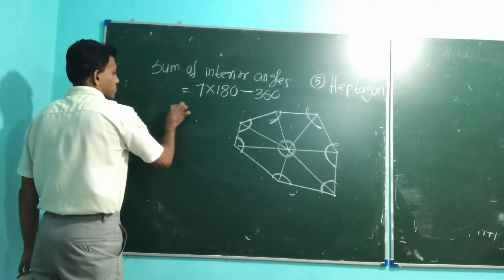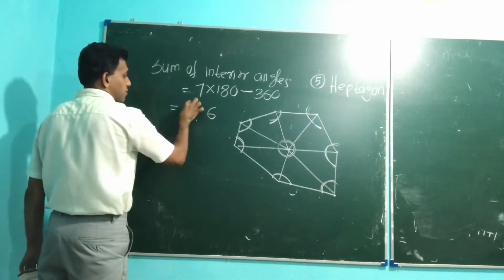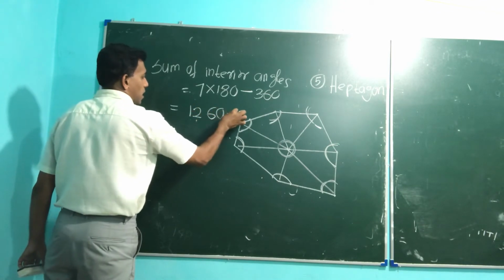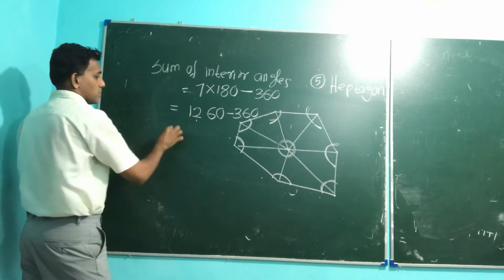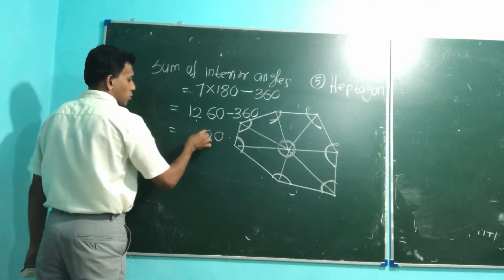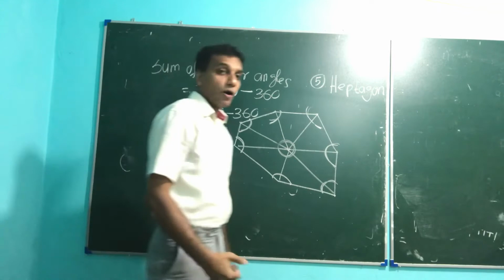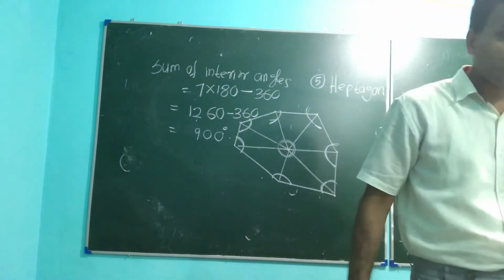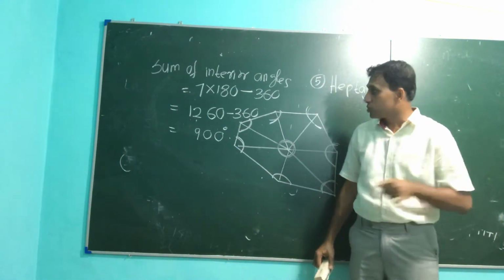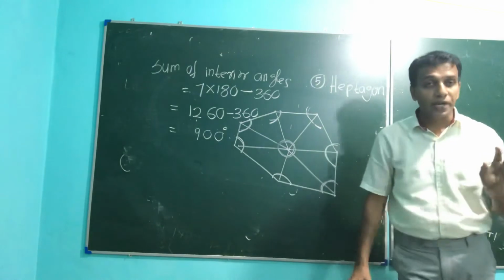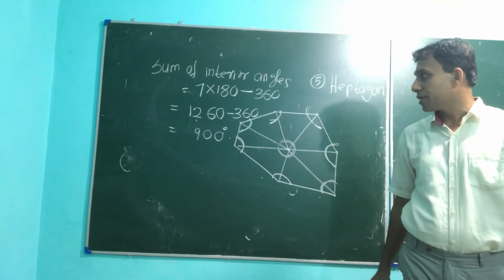So what is that? 7 times 8, 56. The 5 balance, right? 7 and 5, 12. Minus 360. So what is that? Is it 900? Okay, is it 900 degrees? For a heptagon, all the 7 angles addition, as general knowledge, study that, is 900 degrees, right? I proved this. It's the method, right?